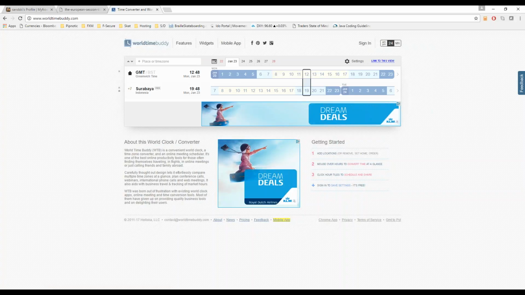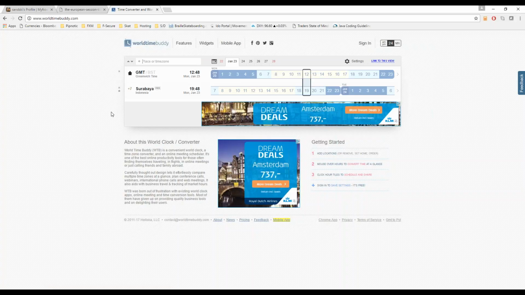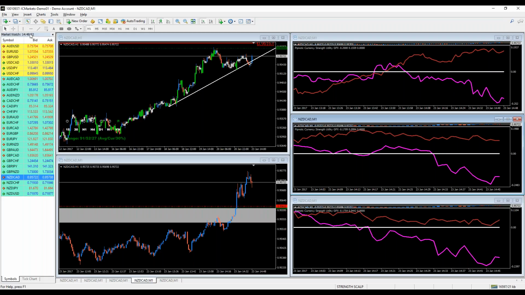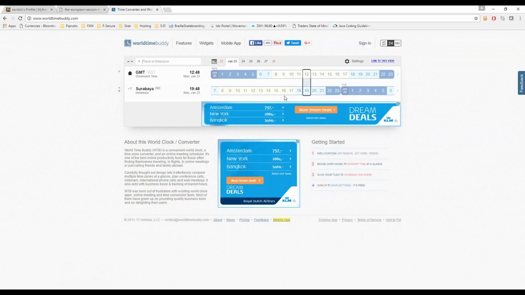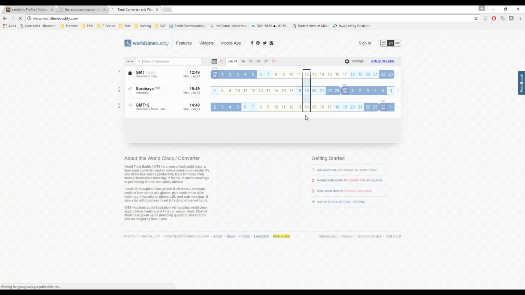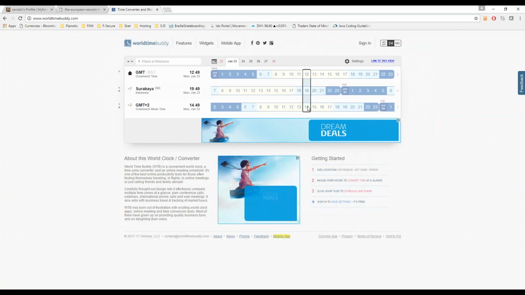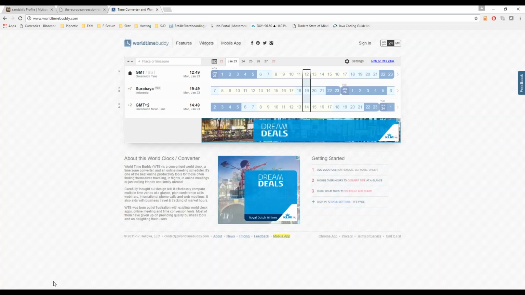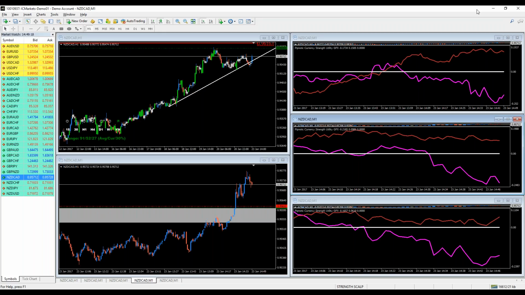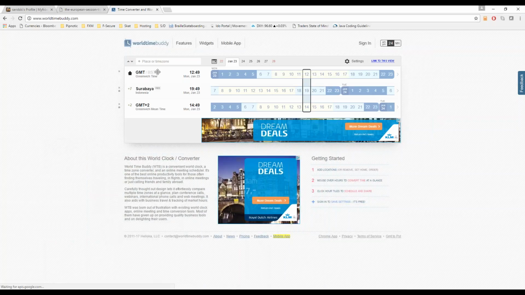Okay, Patrick, I just want to show you this really great tool. First of all, you need to know, and this is very important, the GMT offset of your broker. My broker is running at GMT +2. Now, how do I know? If we add GMT +2, you can see we're after 1400 hours, at 1449. If we go back to my broker, we're at 1449. Good. So my broker is at GMT +2.